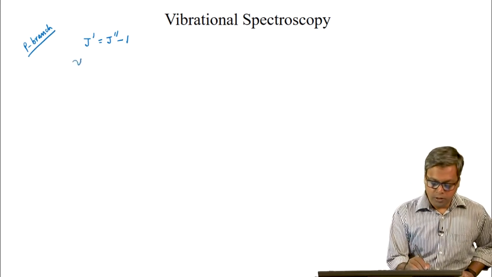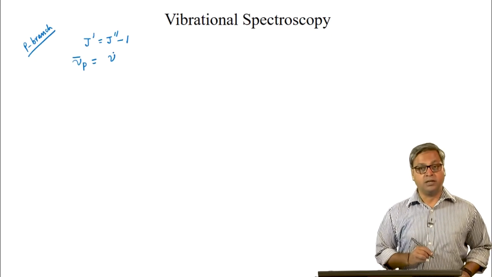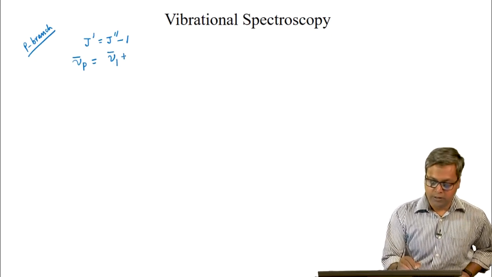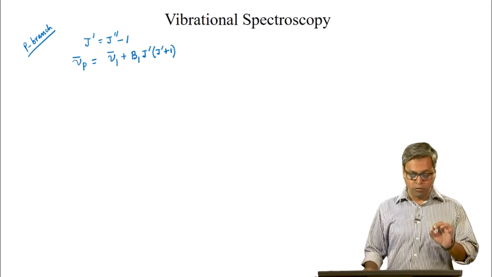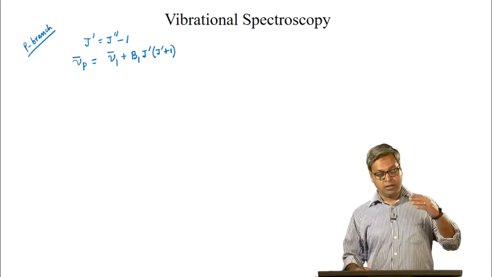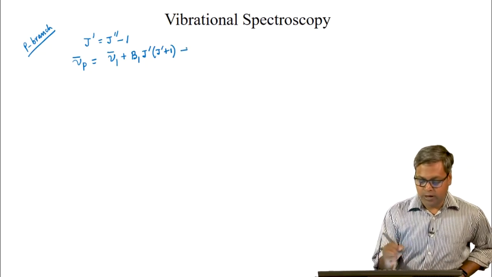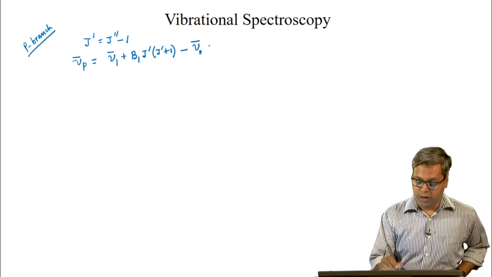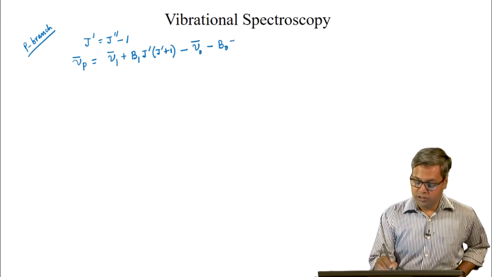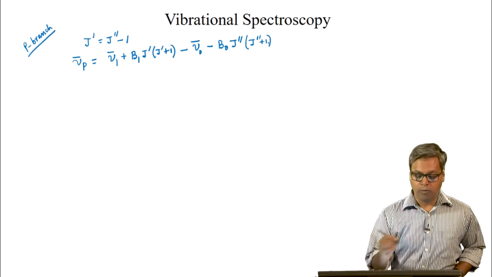So, we can write nu bar P equals, so the energy for the excited state, that is nu bar 1 plus B 1 J prime times J prime plus 1. So, here J double prime denotes the initial state, and the single prime, that is J prime, denotes the final state. So, from here we have to subtract the energy of the ground state or the initial state, that is nu bar 0 minus B 0 J double prime, because we are talking about the initial state, times J double prime plus 1.